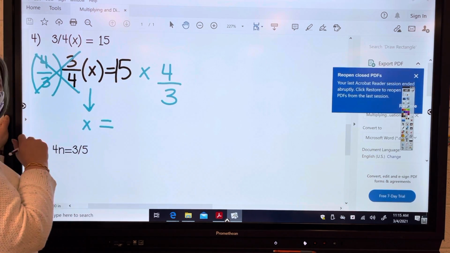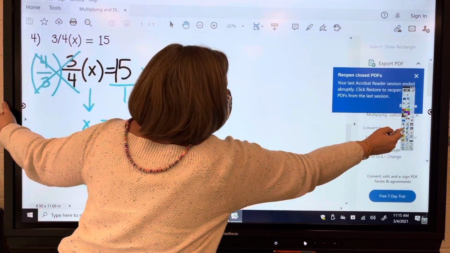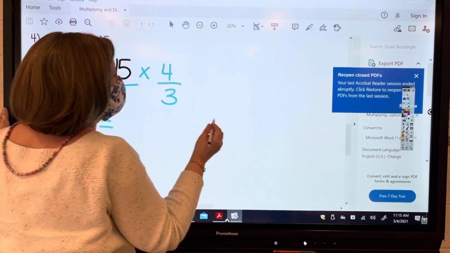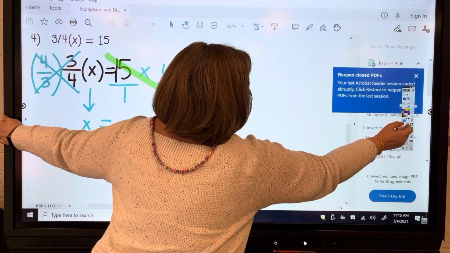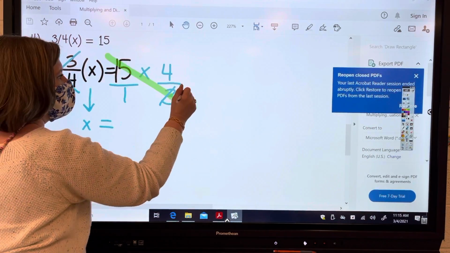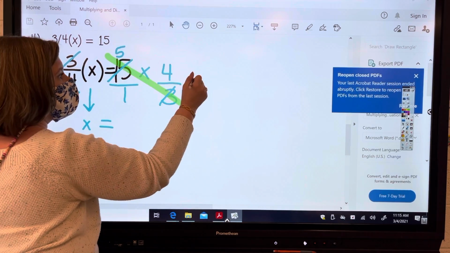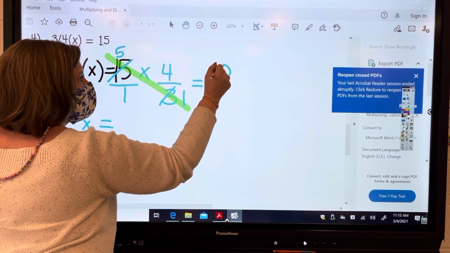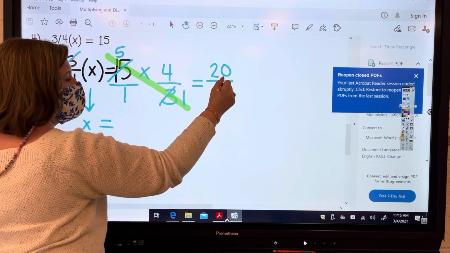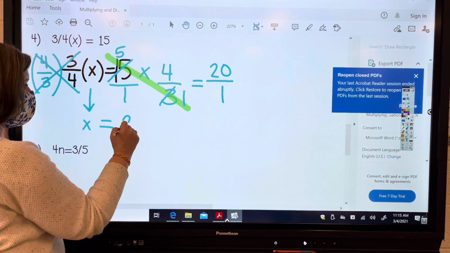What do I need to do to the 15? Add a 1. Is there anything that we can simplify before we multiply? The 15 and 3. How many times will 3 go into 3? 1. How many times will 3 go into 15? 5. So now we have 5 times 4 is 20. 1 times 1 is 1. So x equals 20.